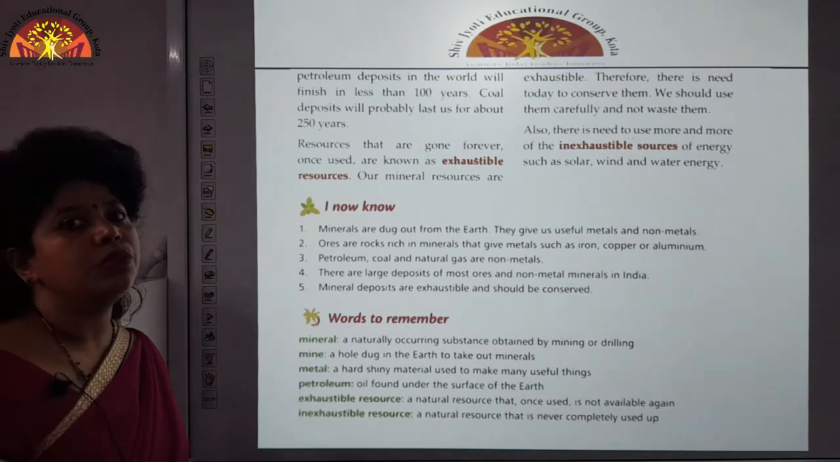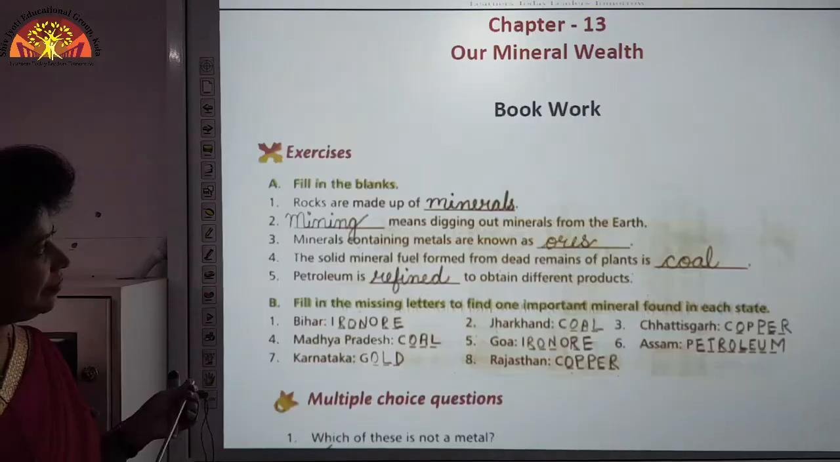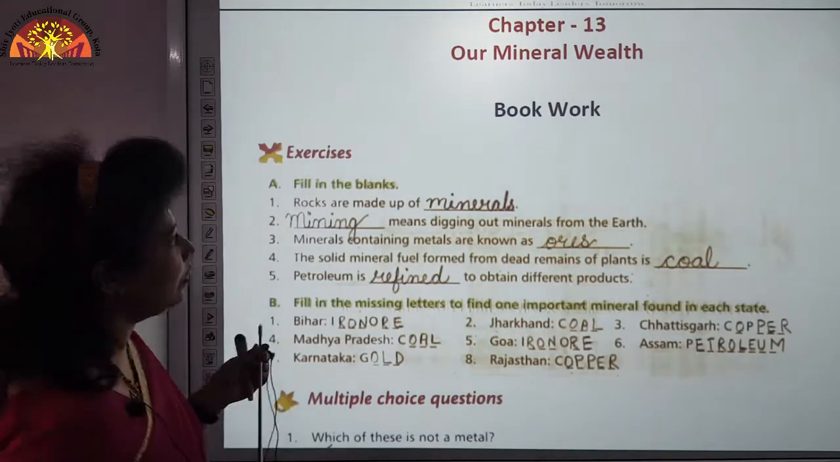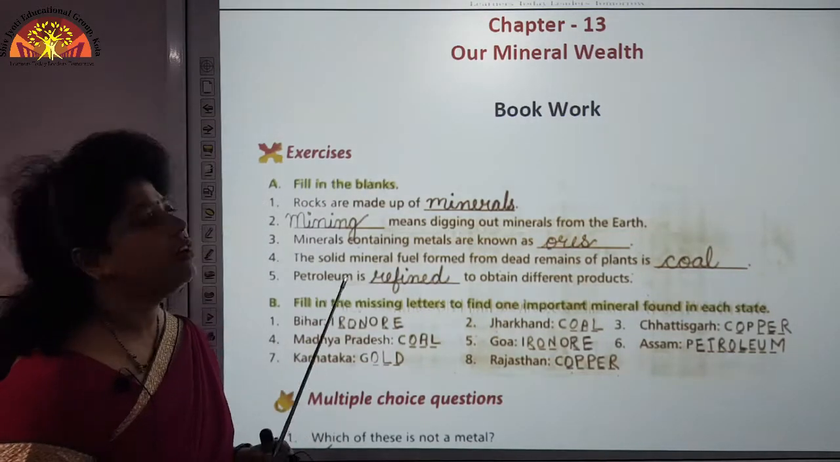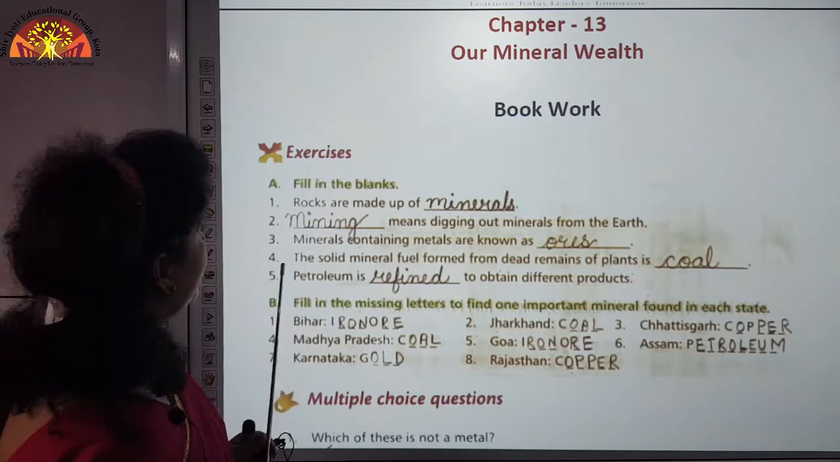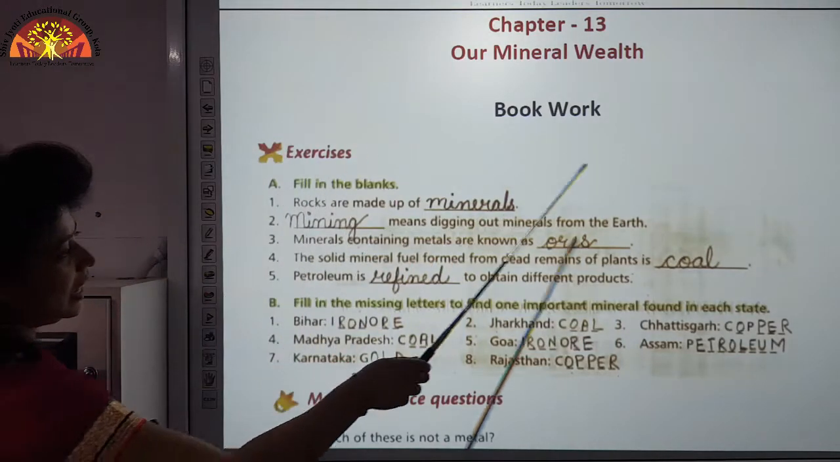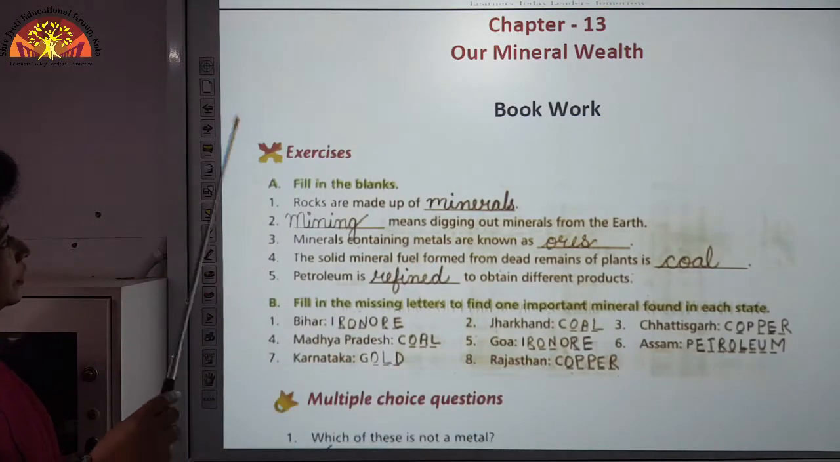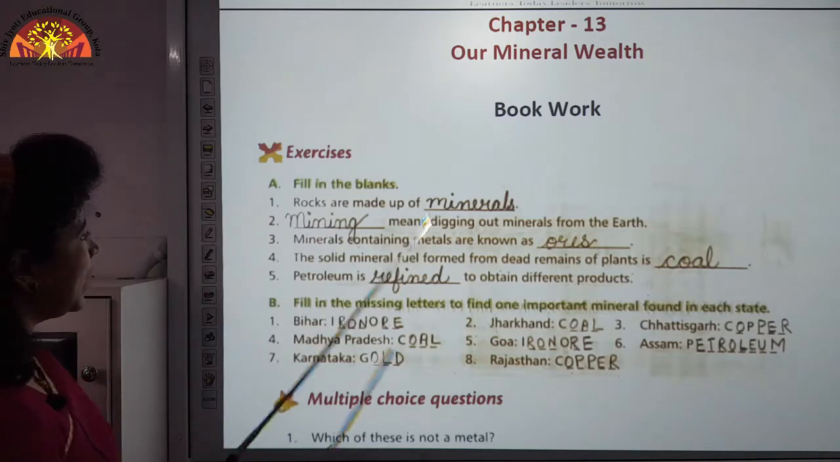Now, let us come to the bookwork of the chapter. Let us now start with the bookwork. Please open your textbook page number 89 and you will find exercise A in the lower part of the page. Exercise A, fill in the blanks.